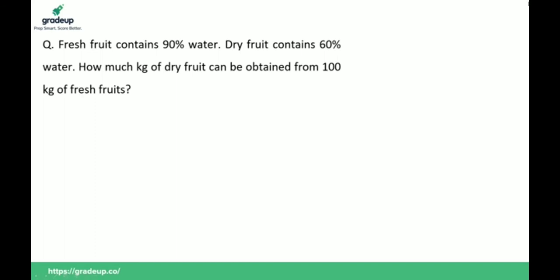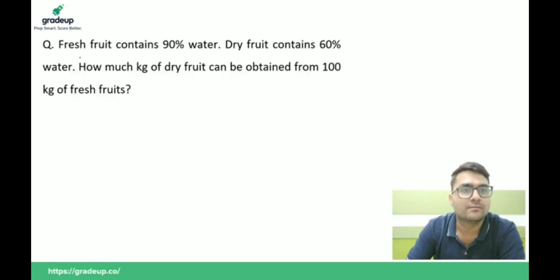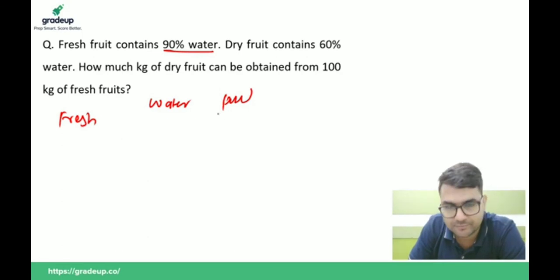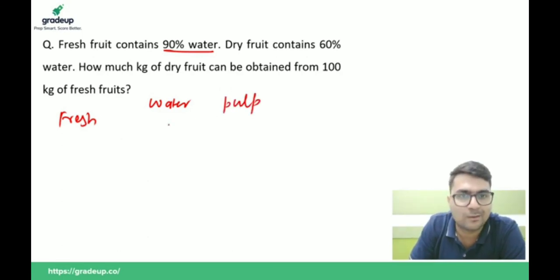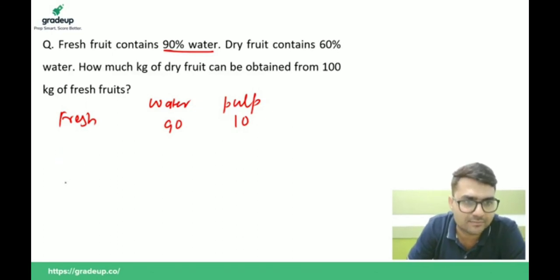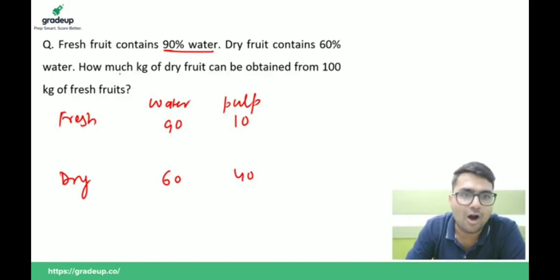Now, guys, please try to understand. Fresh fruit contains 90% water and 10% pulp. Dry fruit contains 60% water and 40% pulp. How many kg of dry fruit can be obtained from 100 kg of fresh fruits?